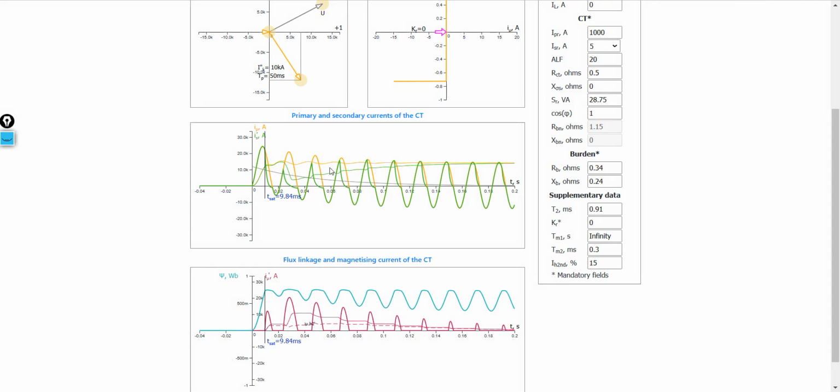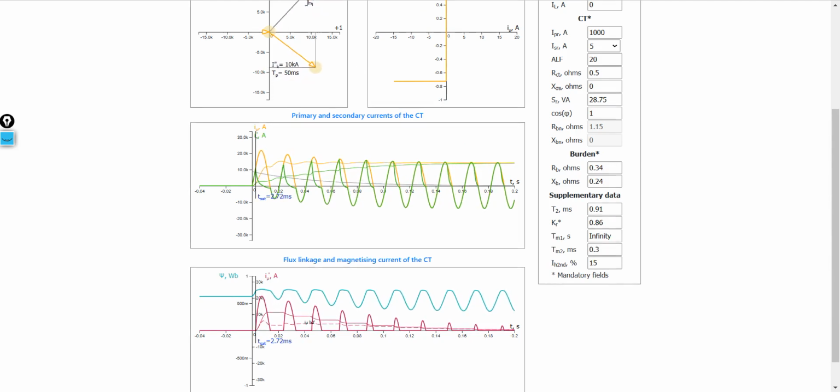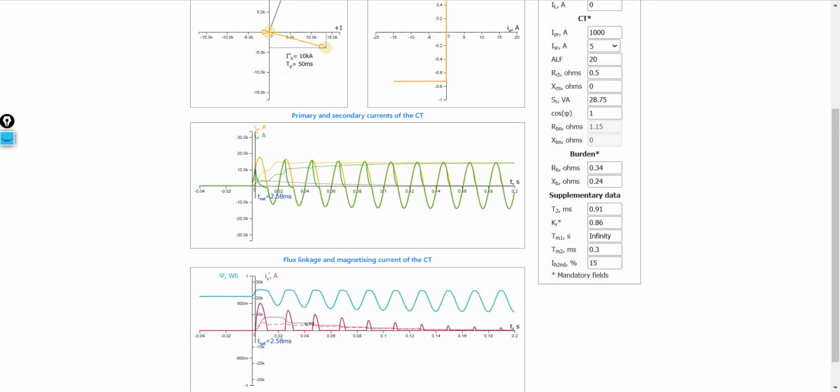Let's also add the remanence factor, for instance, 0.86. Now we change the fault inception angle to make sure that we have the shortest saturation time. We see here that the shortest saturation time is about 2.6 milliseconds.